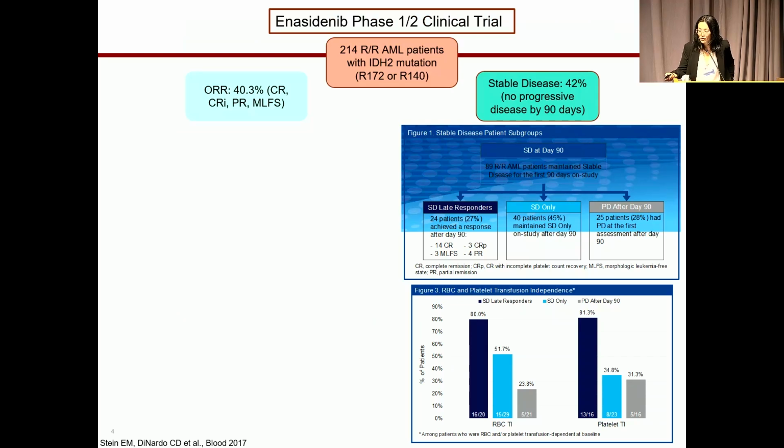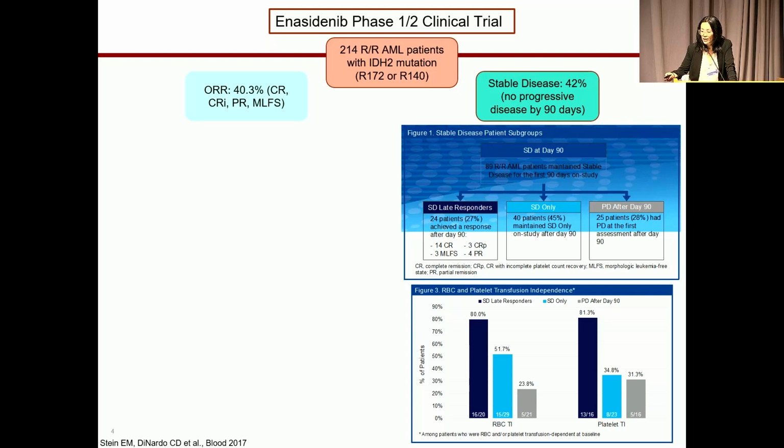So there was this interesting finding in the original relapsed/refractory AML trial looking at Enasidenib, which is that, ignoring the people who achieve CR, PR, which we all understand, AML patients who have responses have better hematopoiesis, decreased transfusion needs, and that's a no-brainer.